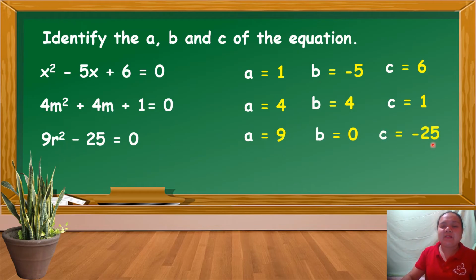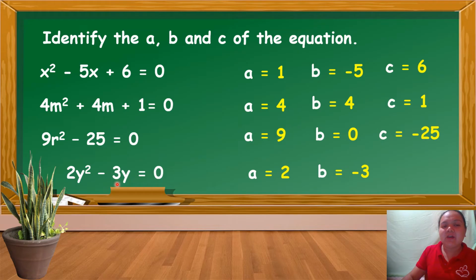Then our c is negative 25. Next, 2y squared minus 3y equals to 0. Our a here is 2. Our b is negative 3. And we don't have c or the constant term, which is 0. Kasi wala tayong constant term.